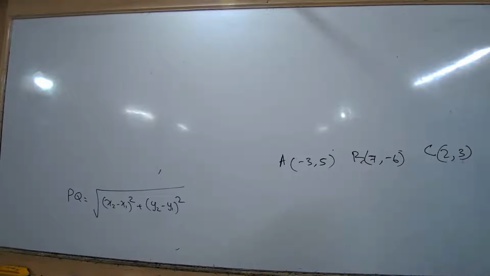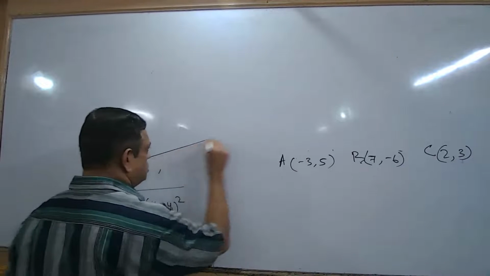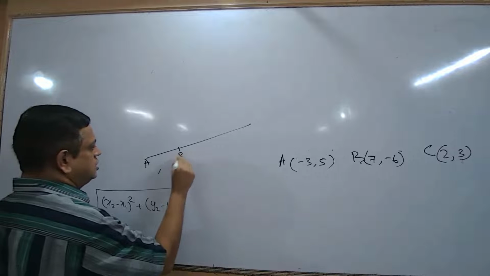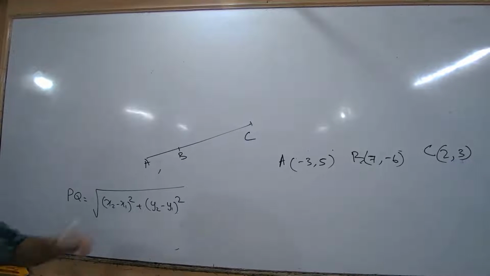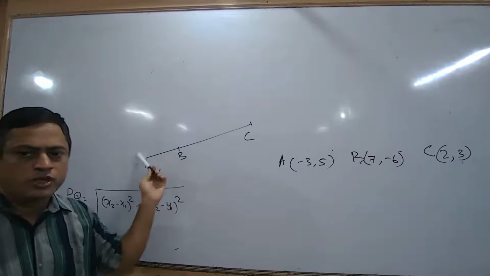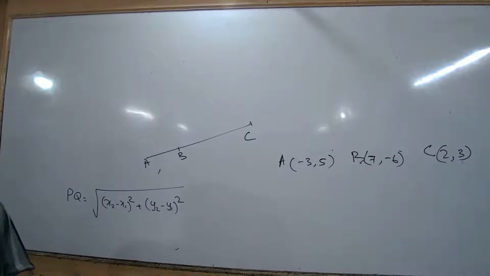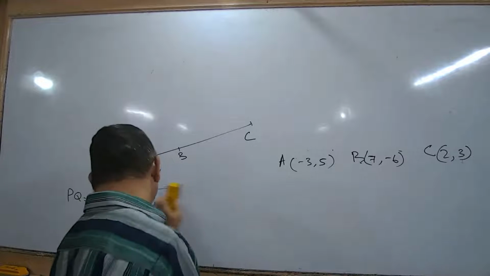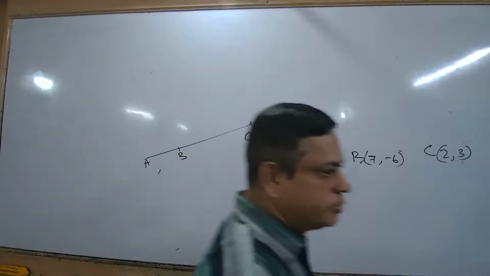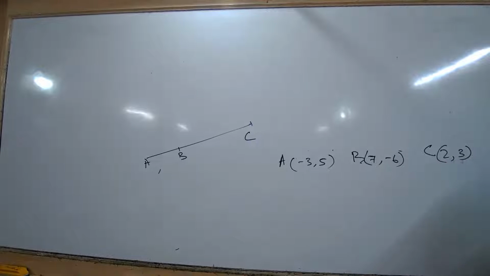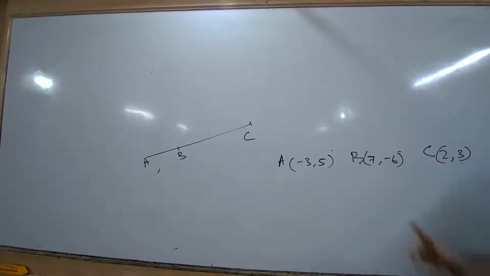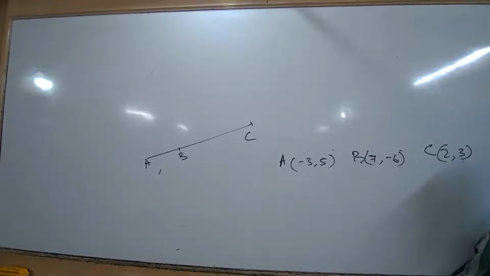Look here. When 3 points are collinear, you just draw a rough figure. Let's say A, B, C. If they are collinear, it means they are on the line. Its meaning is AB plus BC will be equal to the third. Find the length of AB, BC and AC. It's not necessary that it is ABC, it may be ACB or BCA. Add the smaller two; if the sum is equal to the third one, then the points are collinear.